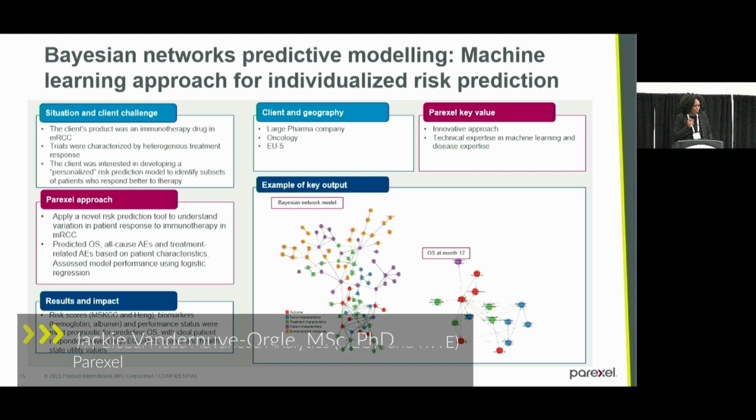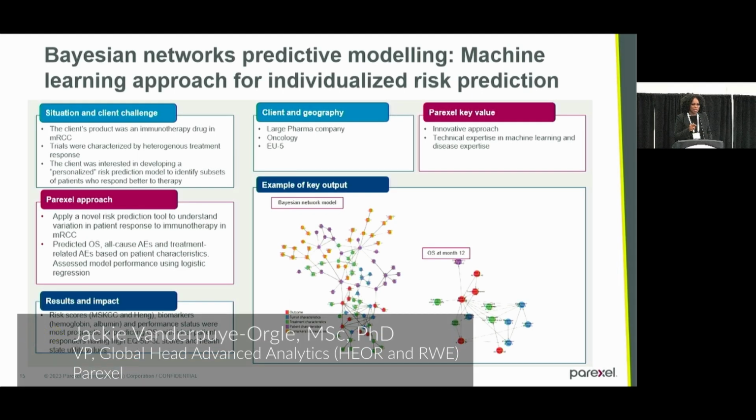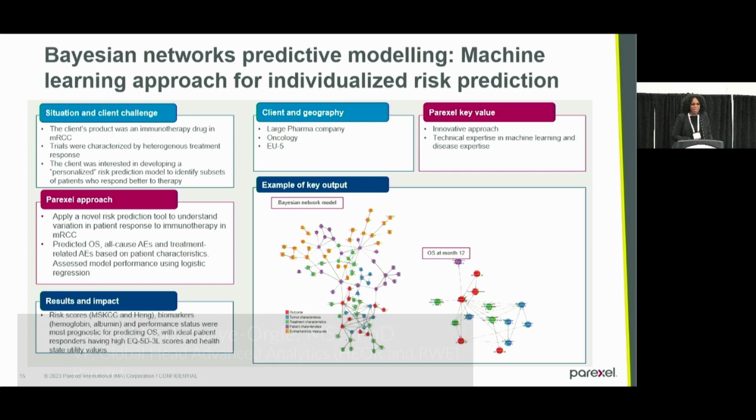This is the Bayesian network application that I mentioned at the top end. It's a case study where we had a client, large pharma, IO asset, and renal cell carcinoma. They're going through the clinical development. They observed that there were heterogeneous patient responses. Some patients were doing much better than others.